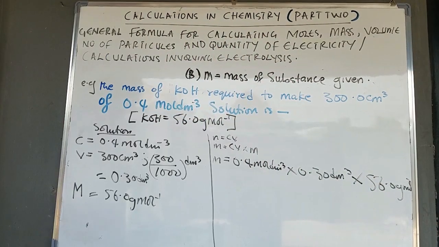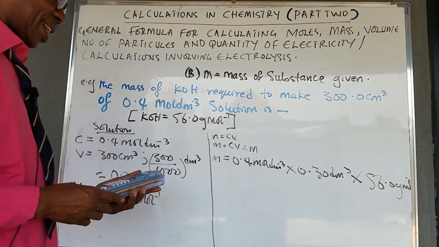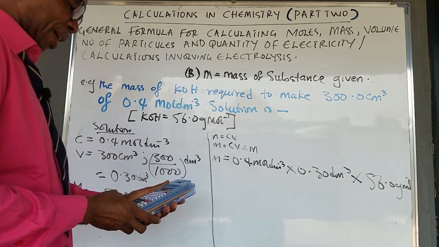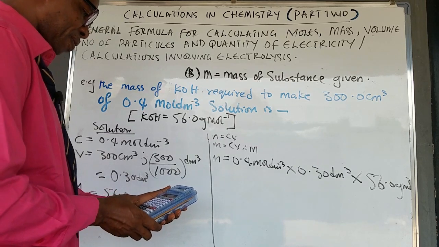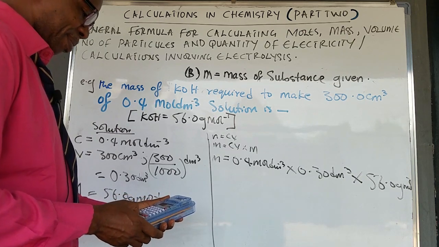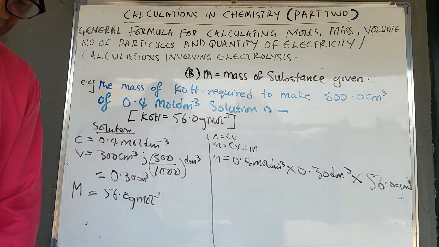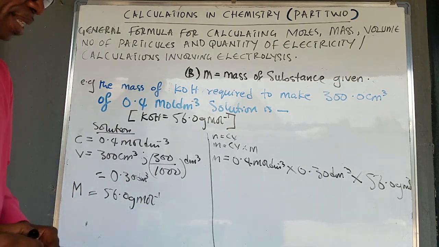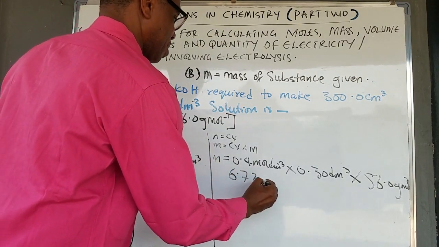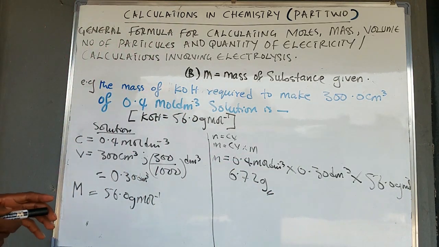Okay. Now, with this, I will just go straight and get my answer in the calculator. Thank God for Mr. Calculator. I just say 0.4 times 0.3 times 56. Wow. And the answer is 6.72 grams. Don't you see that chemistry calculation is very interesting?